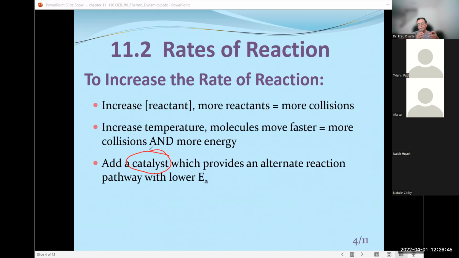And you have to be careful. The catalyst does not become part of the reactants or the products. It just helps that reaction go on. And then once it's done, it goes on and helps some more reaction to occur. But you have to be careful, because some catalysts can get the reaction to go out of whack.